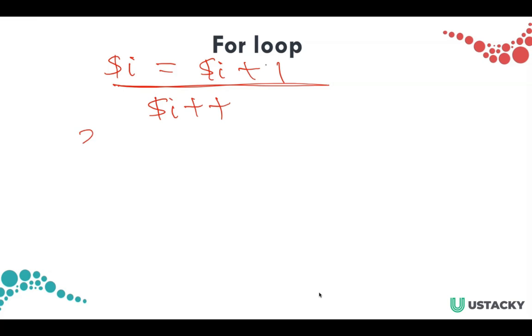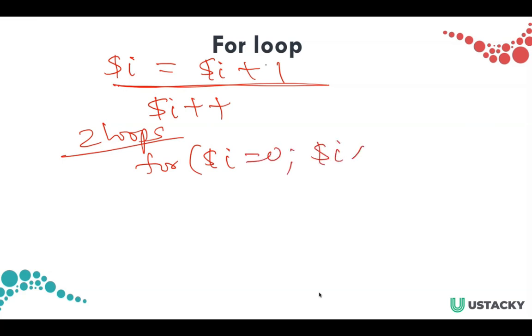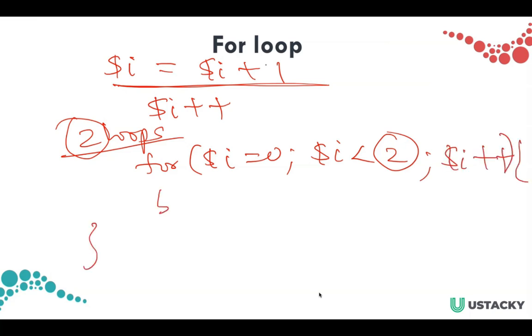So it means our two loops can be written as for $i equals 0, $i is less than 2. Remember, this and this should be the same thing. So instead of writing this, we only have $i plus plus, which is the shorthand. And here you have your block of code.